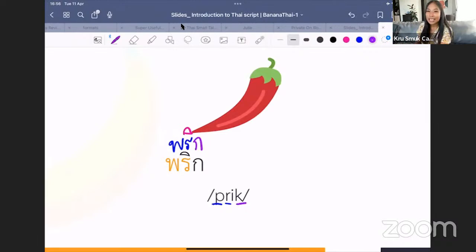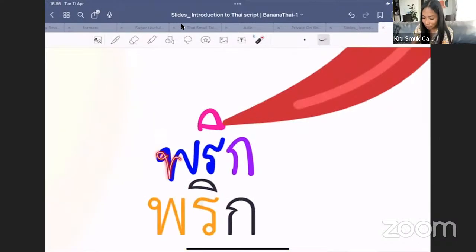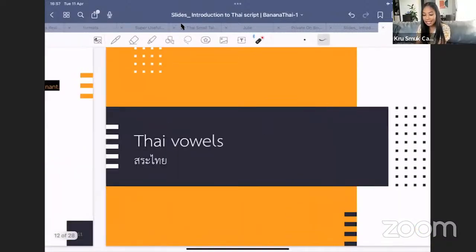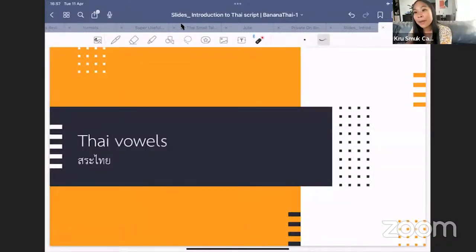Exactly. So as you can see, I already showed you the way to differentiate between the beginning consonant sound, a vowel, and the ending consonant. And if there are two beginning consonant sounds, we call it a cluster, and it works as a beginning consonant. So that's it for the first part. The first topic you learned is about consonant sounds. Next, let's move on to the Thai vowels.